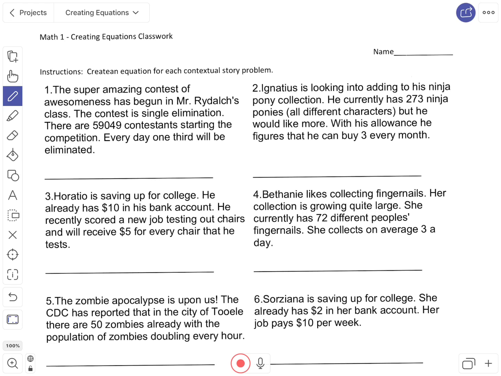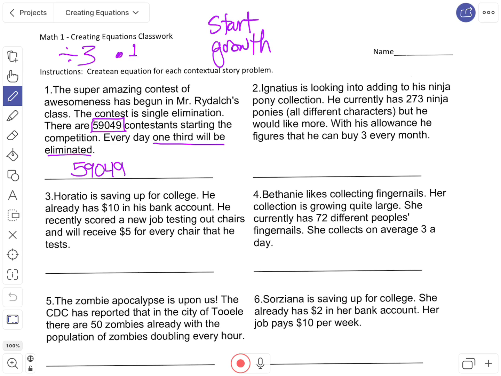So when we're thinking about this, remember we're looking for those start numbers and how it grows, okay? So we can see that they're 59,000, so that's where we start. So we go 59,049. Okay, then every day 1/3 will be eliminated. So 1/3 means we're dividing by 3 essentially, right? But we don't like to divide in equations, so instead of dividing by 3, we want to times by 1/3.